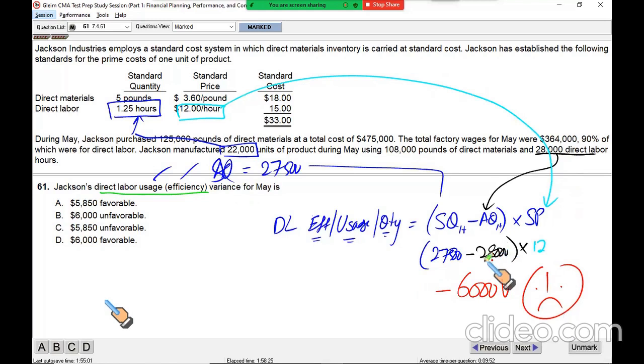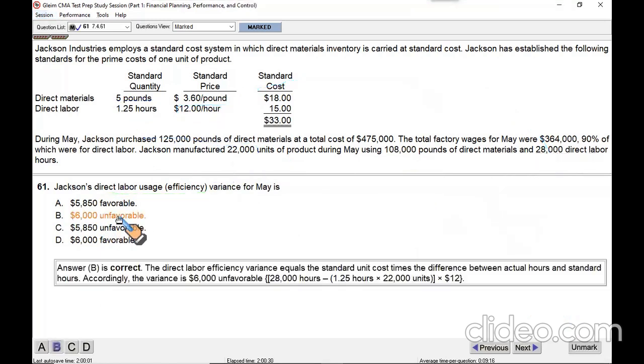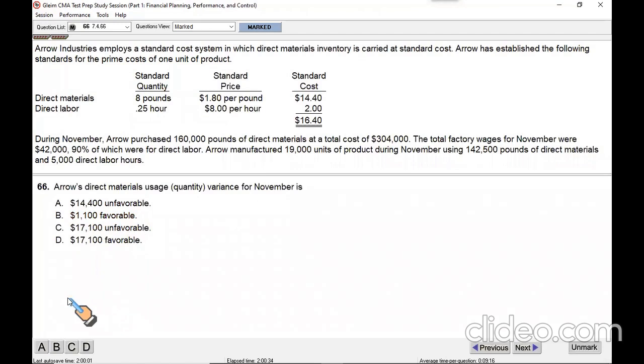Right? Because you used more hours than the standard, and that makes B our correct option. And if you click B, it is correct. Next. Again, a little revision for ourselves.